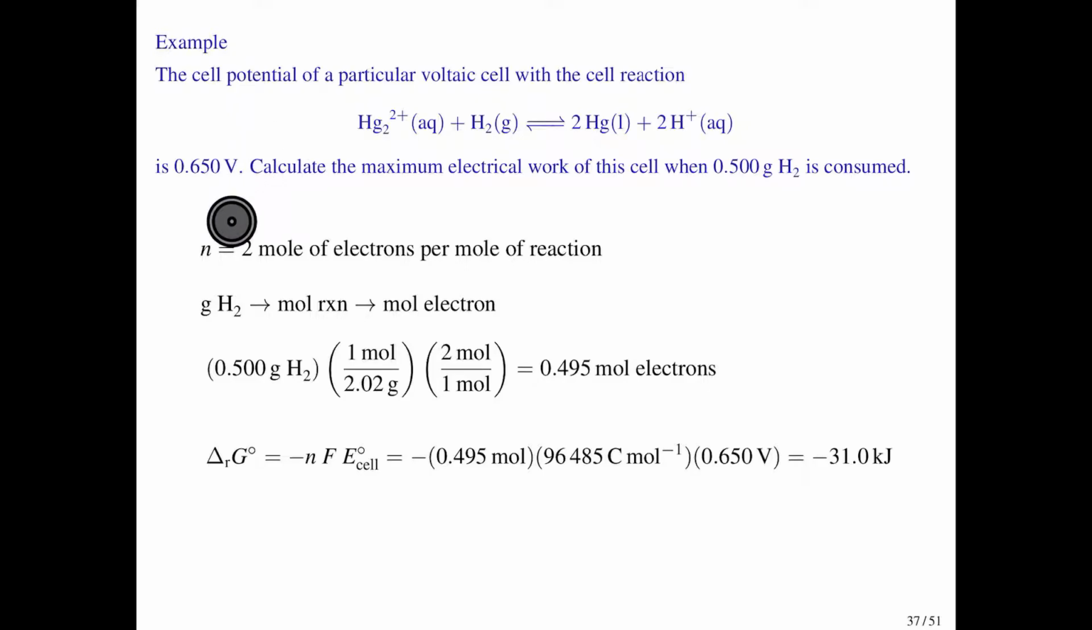2 moles of electrons for every 1 mole of reaction that occurs. And so this converts us to moles of electrons. We get roughly 0.5 moles of electrons. We can then use this reaction to calculate the maximum amount of work generated when that much hydrogen is consumed. So it's minus the number of moles of electrons times the Faraday constant times the voltage, the cell potential for this electrochemical cell, and it gives us our answer in kilojoules. Okay, and so this indicates that 31 kilojoules of work could be produced at most by this reaction.